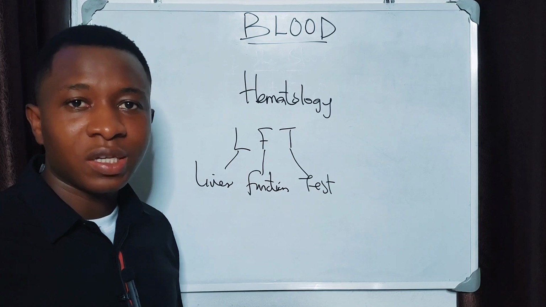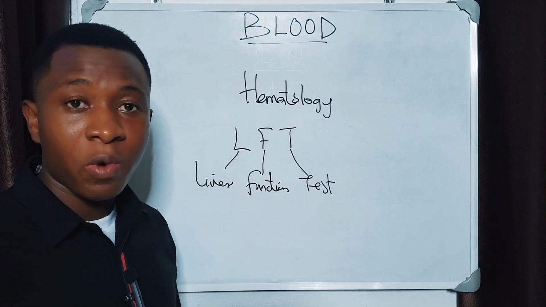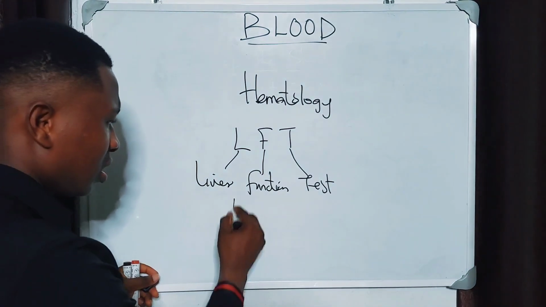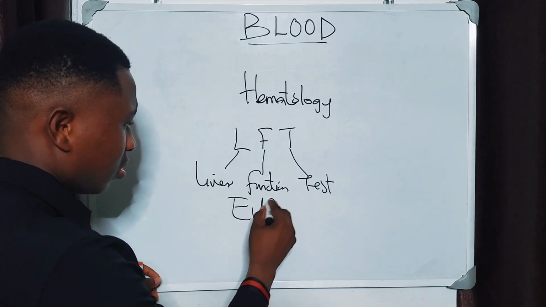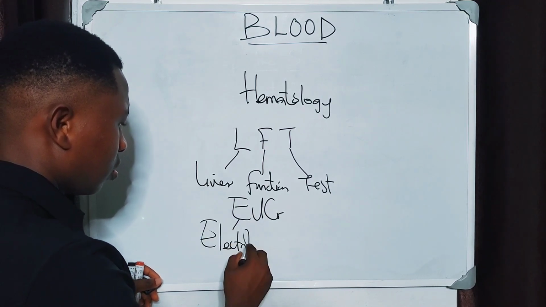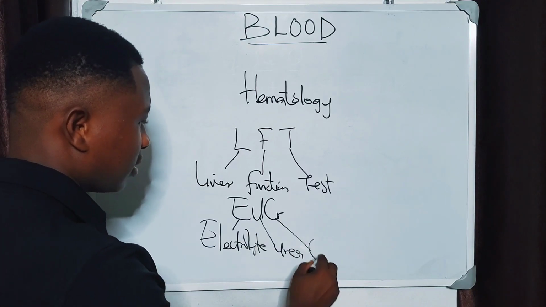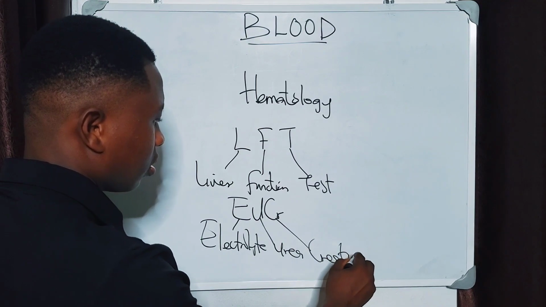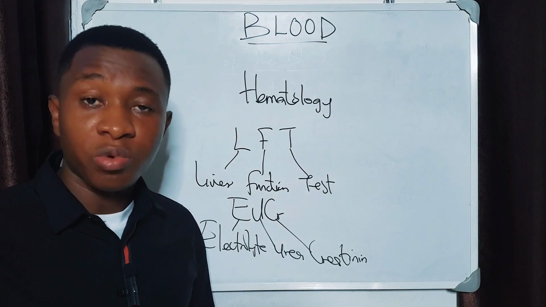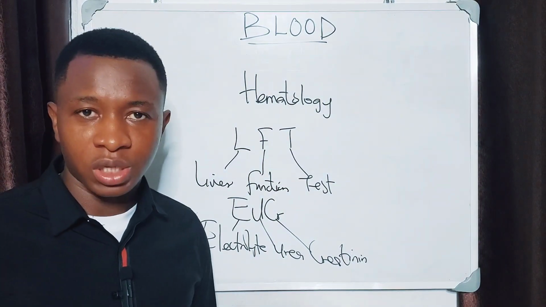Same goes for the kidney. If you have a problem with your kidney, a particular test can be run when your blood is collected, and that test is known as the EUCR. This is electrolyte, urea, creatinine. So all these tests can be carried out with the blood. This shows how important the blood is.